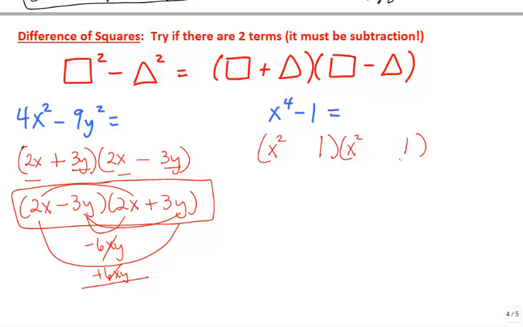And to be this difference of squares pattern, one of these should be plus and one of these factors should be minus. So I'll make this one plus and this one minus. Now, am I done?